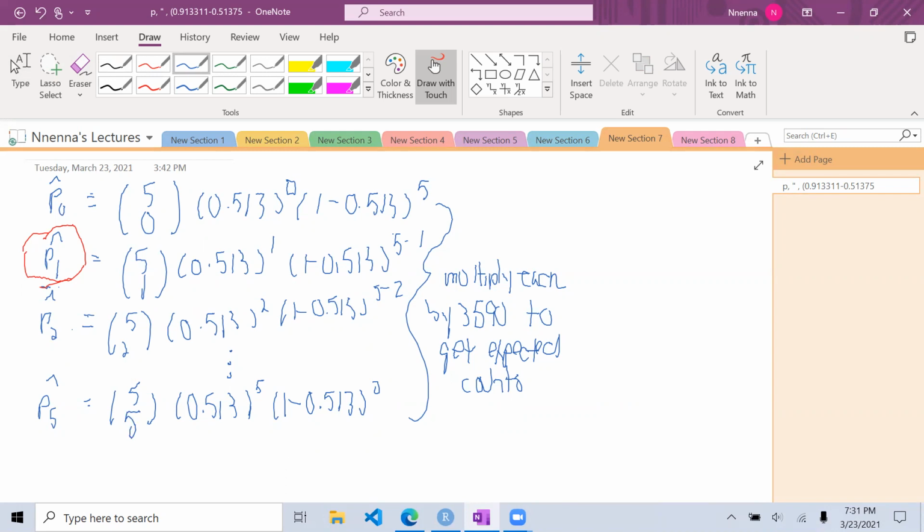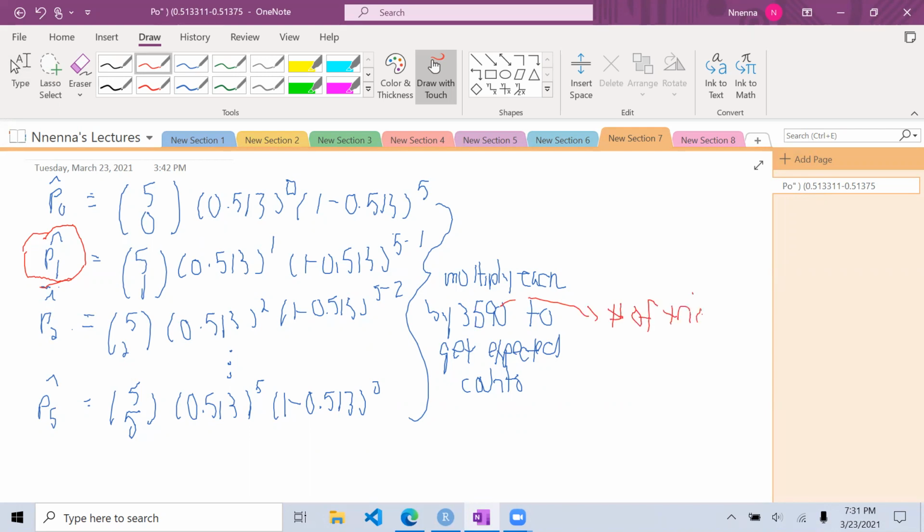Then after you do this, you multiply each of these possible probabilities by the observations, basically, which is 3, 5, 9, 0. This is the number of trials. So let's make a note here. This is the number of trials.